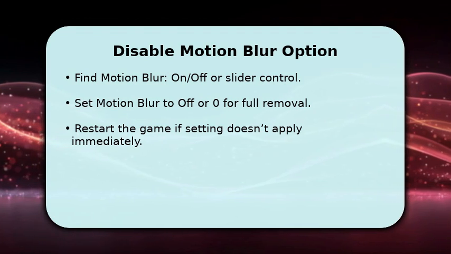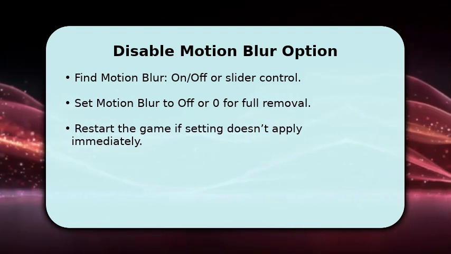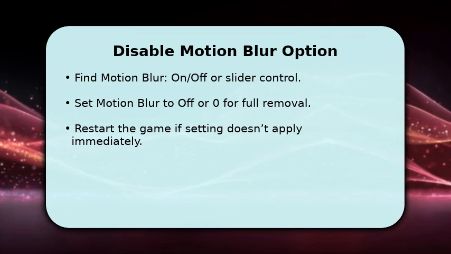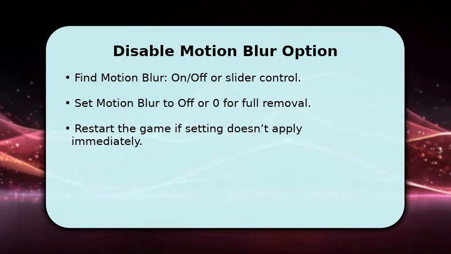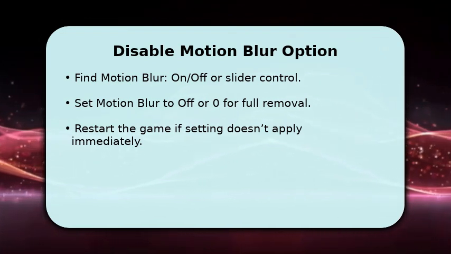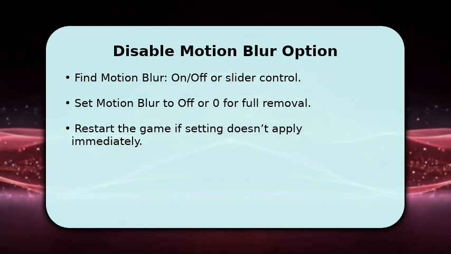Once adjusted, check other related settings like film grain, temporal AA, and camera shake because they can mimic blur. If your change doesn't take effect, apply settings, exit to desktop, then relaunch the game to force the profile to reload properly. Finish by testing in a high motion sequence to verify clarity.